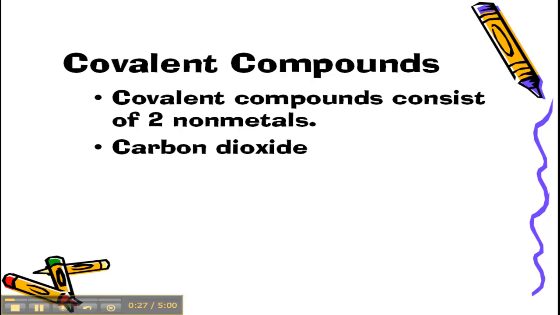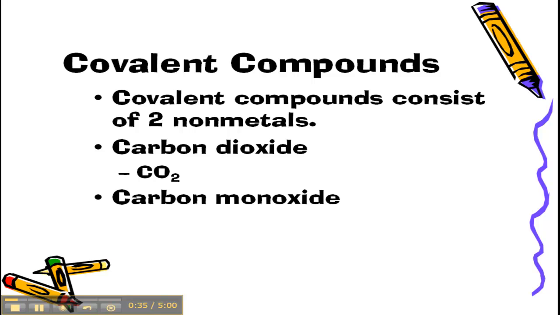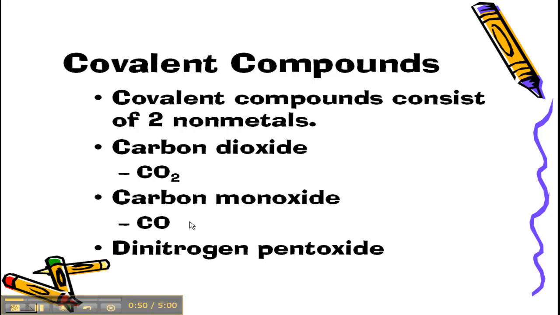So for example, carbon dioxide is a very common covalent compound. You guys know that the formula for carbon dioxide is CO2. Carbon monoxide, that poisonous gas, is CO. And you can see that the difference here in the names, dioxide we have 2 oxygen, monoxide we have 1 oxygen. So you'll also see compounds like this one, dinitrogen pentoxide.